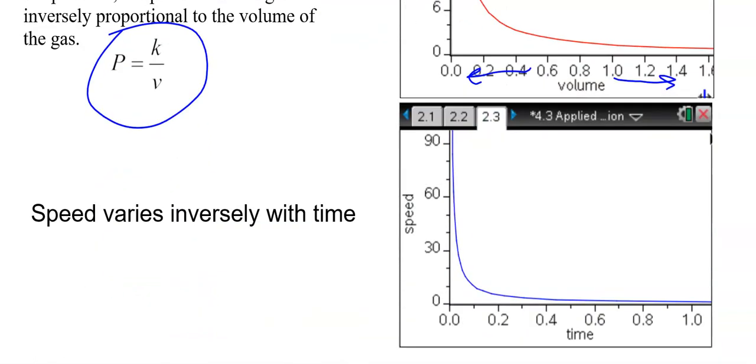Speed varies inversely with time. What that means is as you go faster, the time actually goes down. As you go slower, the time gets more, like the time you take to get to school, for example. If you drive slow, it takes more time. If you drive fast, it takes less time.